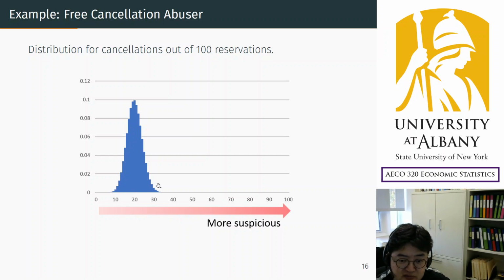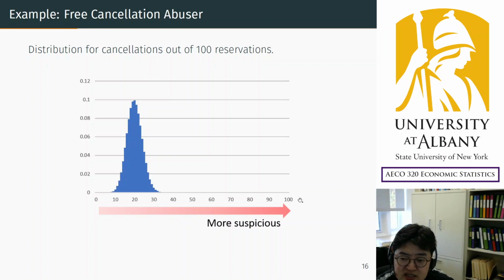Also, note that even though there seems to be zero probability here, actually there are extremely small probabilities everywhere from 0 to 100. They are just too small, really, really small, so it is not seen here. But remember, it is not zero. And again, the more cancellations, the more suspicious, which is obvious. And then, in this case, we know customer B is here. Customer B canceled 30 times, which is here.